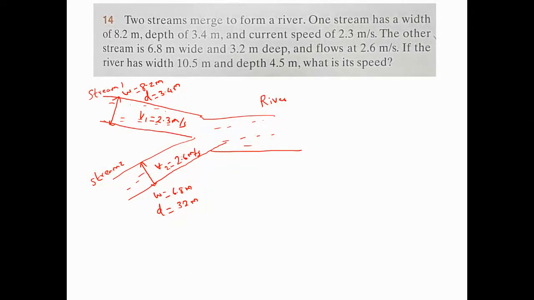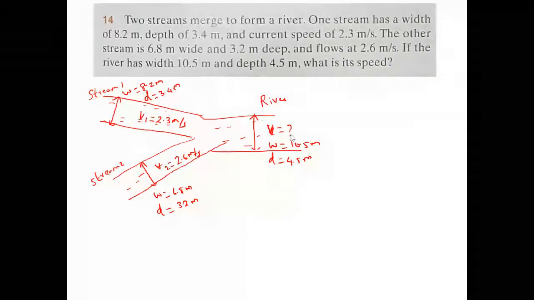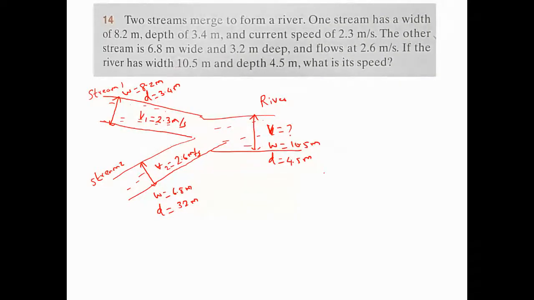If the river has a width of 10.5 meter and a depth of 4.5 meters, so what is the width of the river? The width of the river is 10.5 meter and its depth is given as 4.5 meter. Now we have to find what should be the speed of the river. So we don't know the value. Am I right? Yes, teacher, you are right.